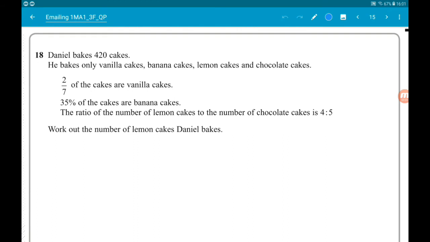Okay, next up, question all about cake types. So, Daniel makes 420 cakes. He makes vanilla cakes, banana cakes, lemon cakes, and chocolate cakes. 2/7 of the cakes are vanilla, 35% of the cakes are banana. The ratio of lemon to chocolate is 4 to 5. We want to work out how many lemon cakes he makes.